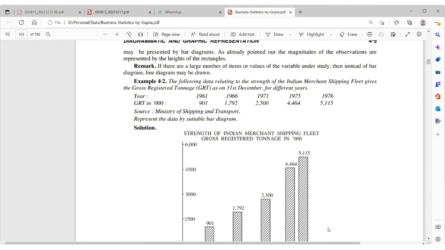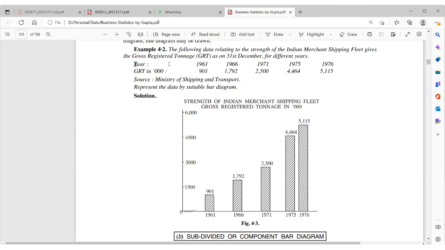The following data relating to the strength of the Indian merchant shipping fleet gives the gross registered tonnage as on the 31st December for different years. Year is given, GRT is given, right? So the first column, year, we put on the x-axis. This is called the x-axis, fine. And this vertical line is called the y-axis. That is always the second thing.